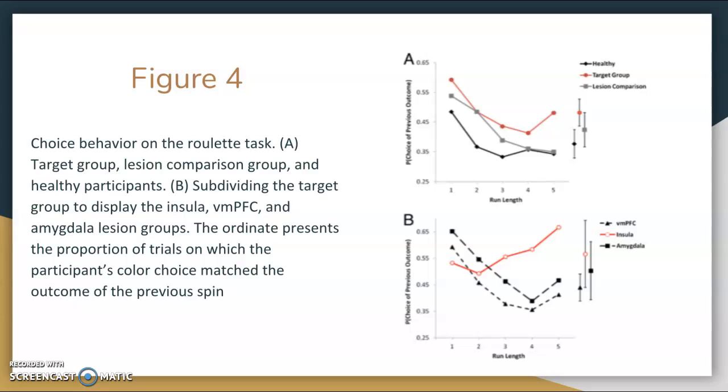And if we dive further and subdivide the target group to display the three subgroups, we can actually see that positive recency. Basically, this is explaining that the insula lesion subgroup participants didn't let previous outcomes dictate their next choices the way the other groups actually did.